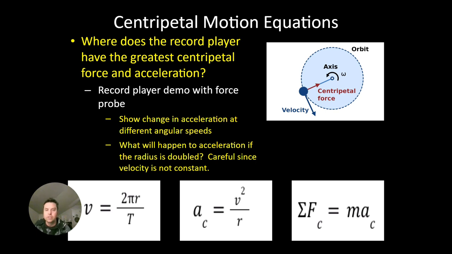What will happen to acceleration if the radius is doubled? So this one's very specific. It says careful, since velocity is not constant. We did the example if it was constant. What will happen to the acceleration if the radius is doubled? Well, if I double the radius, that's going to halve the centripetal acceleration. The problem is it said v is not constant, so then I've got to come back here, and this is as tricky as it gets, and double the radius back here to see what actually happens to the velocity.